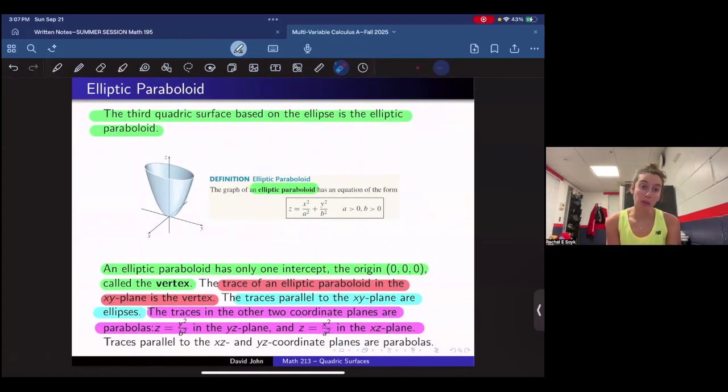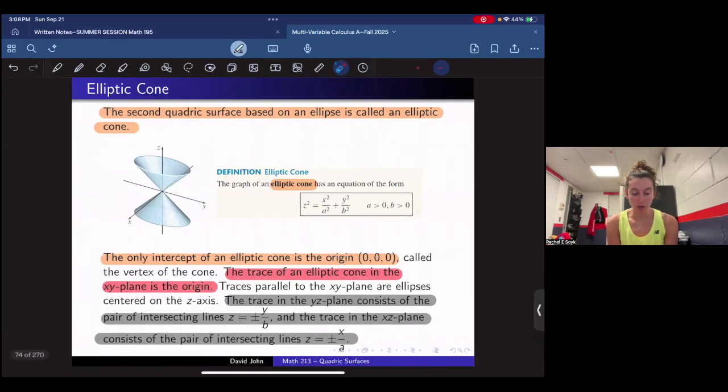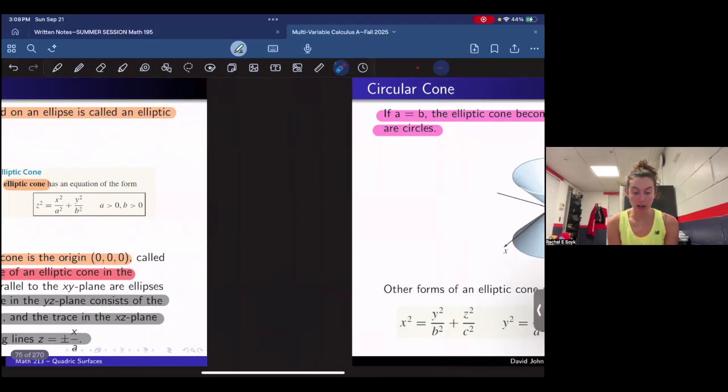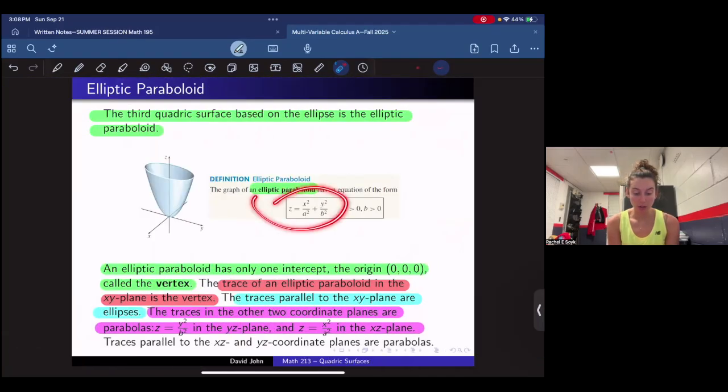We have an elliptic paraboloid, our third quadric surface based off of our ellipse. This is our general equation over here: z is equal to x squared over a squared plus y squared over b squared, where both a and b are positive. You can sort of see that our elliptic cone and our elliptic paraboloid are very similar to one another.